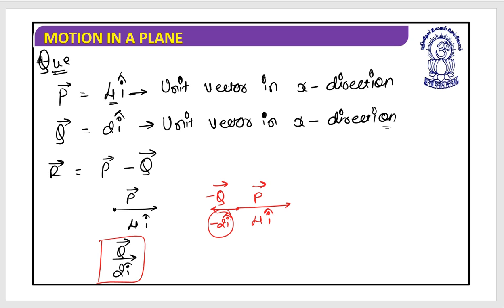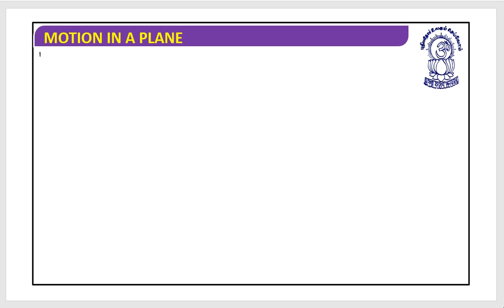Now this is minus Q and this is plus P. You can simply understand that this is in positive x direction and this is in negative x direction, so the remaining term would be in positive x direction, and this is the magnitude of the resulting vector R equals P minus Q. So is it clear? Yes. Can we do one more? Let's have a look, and it is a little critical.